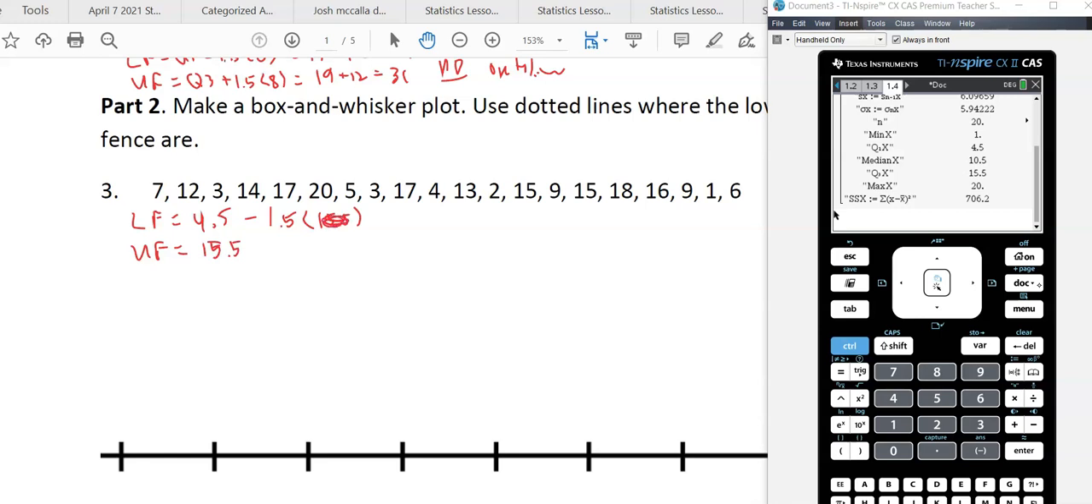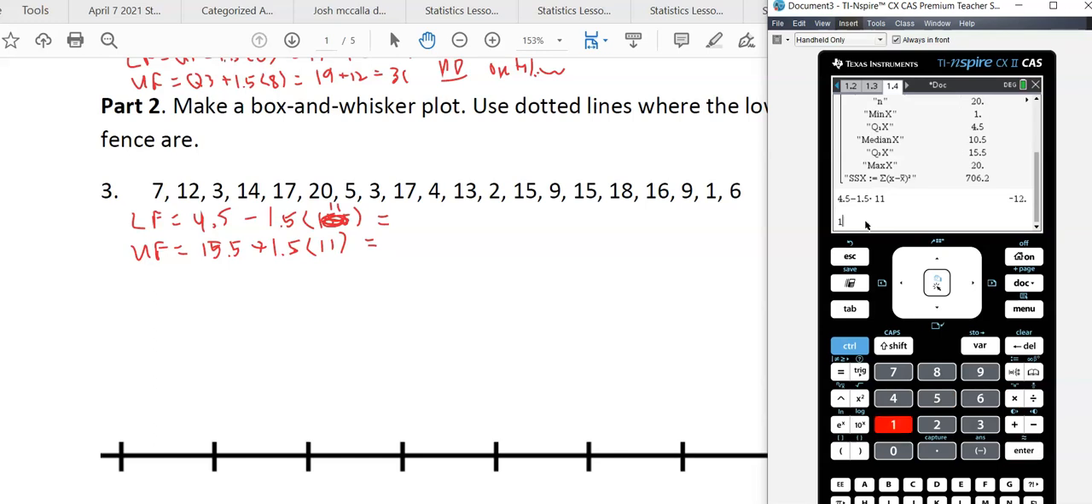Ooh, wait. I think I did the wrong thing. Q3 minus Q1 is 15 minus 4 is 11. So that's 11 right there. Sorry. Plus 1.5 times 11. That's the IQR, Q3 minus Q1. And then I'm just going to type those in my calculator. So negative 12 and 32. Doesn't look like we have any outliers here.